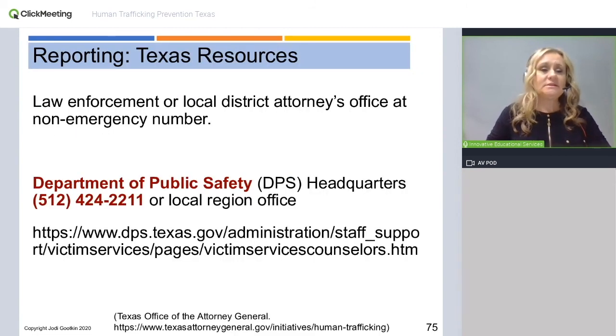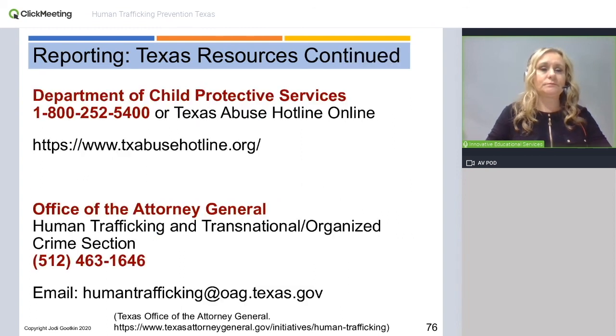In the state of Texas, reporting can go directly to the district attorney's office. If you call the non-emergency number, you can just ask for someone who investigates the human trafficking cases. The Department of Public Safety is another option. Cases involving children can be reported to the Department of Child Protective Services. And then the Office of the Attorney General can be contacted directly to investigate also.